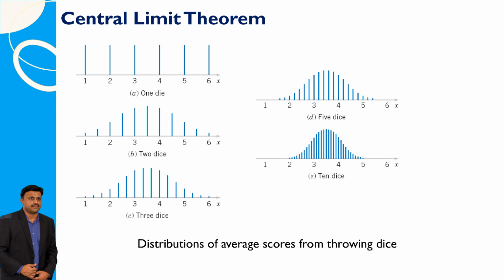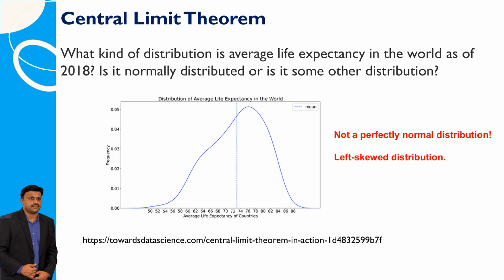As of 2018, the distribution of average life expectancy in the world is not perfectly normal but rather left skewed. This means that most countries have higher life expectancies, with fewer countries having significantly lower life expectancies, causing the distribution to skew toward the left.